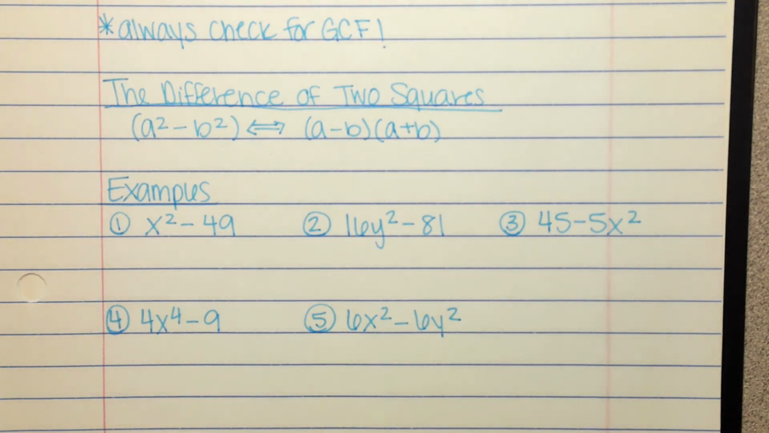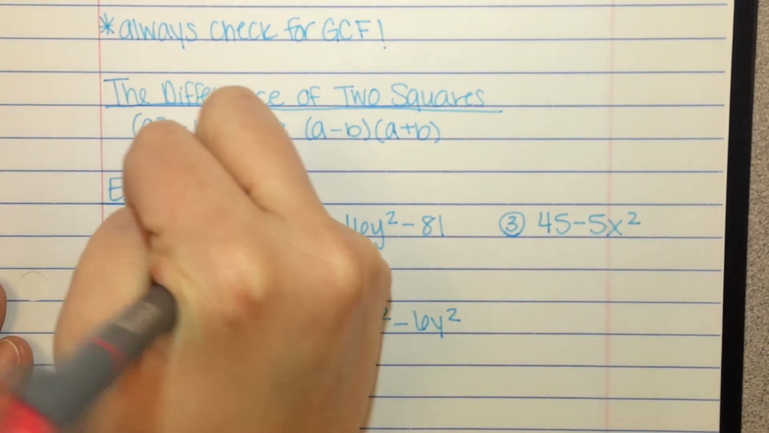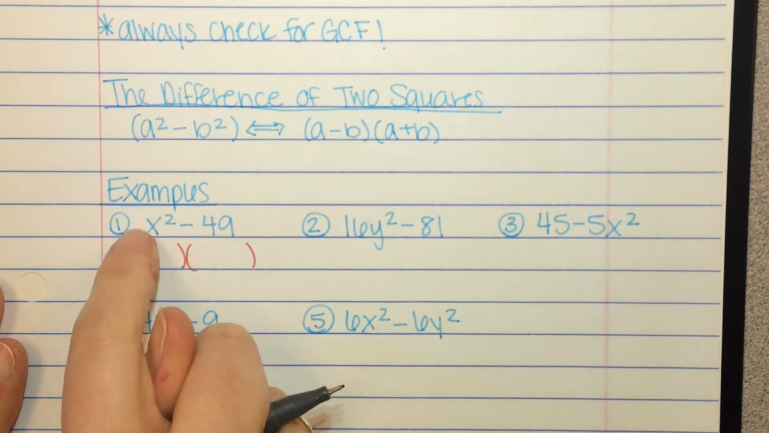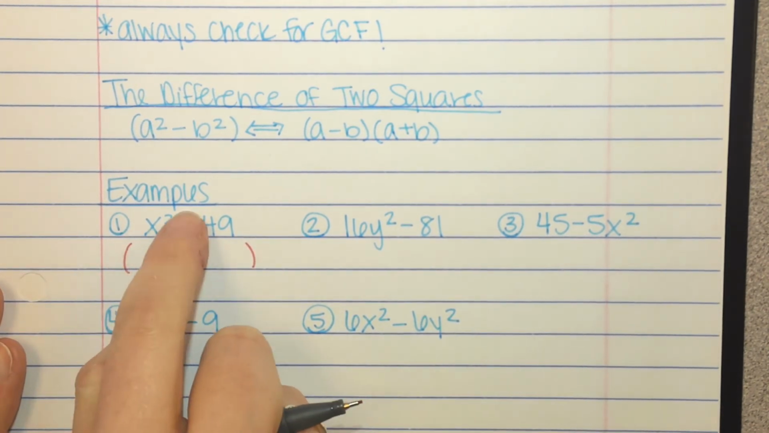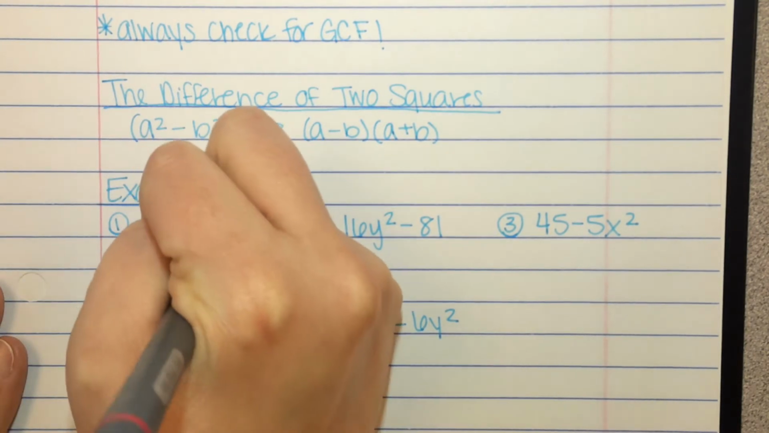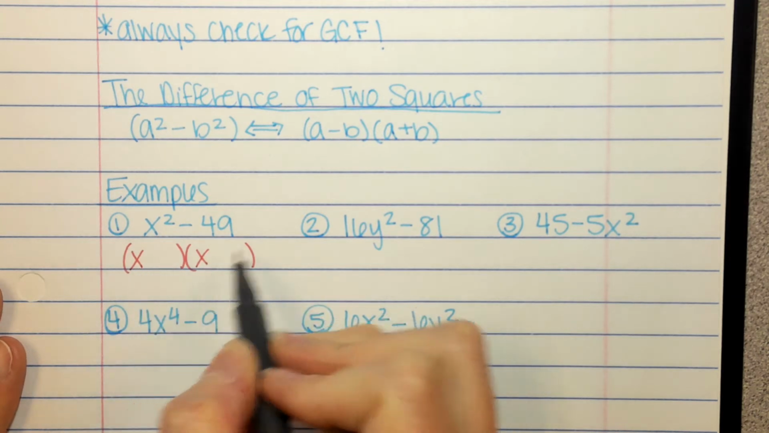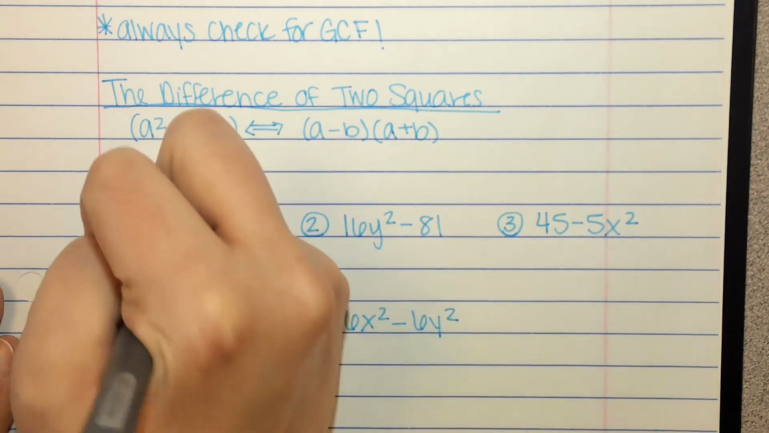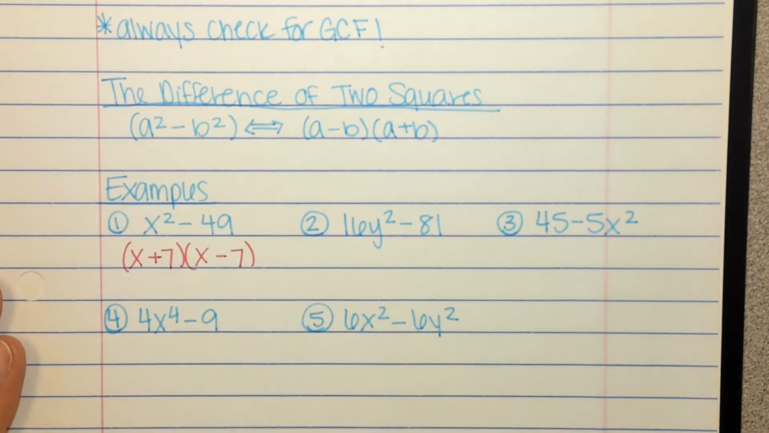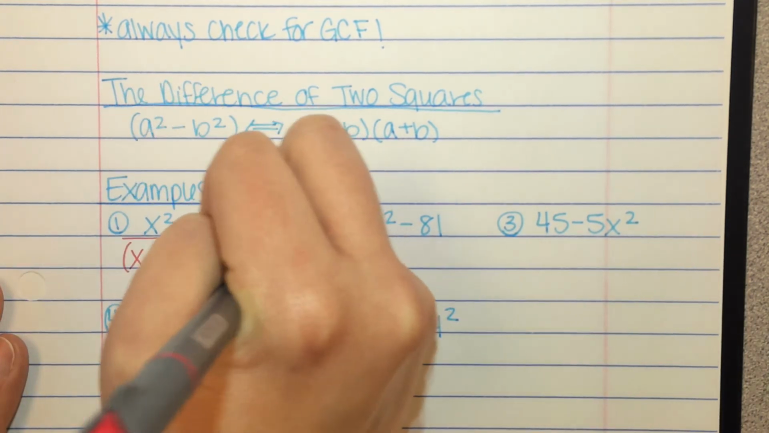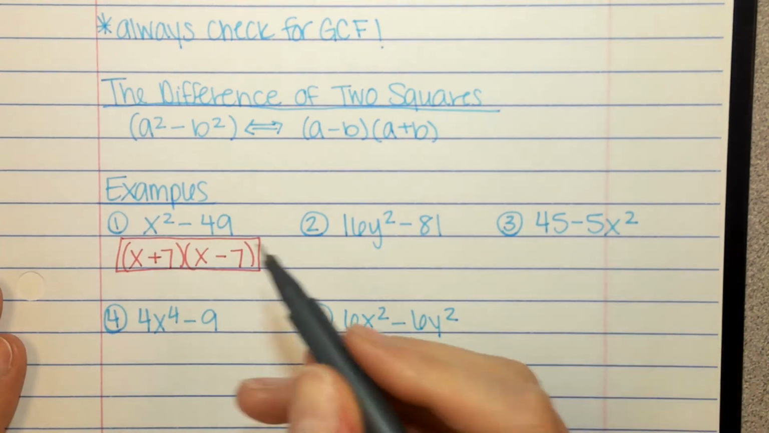So, number 1, we have x squared minus 49. So we know we're going to have two binomials. We don't have a GCF, so we can go straight here. The square root of x squared is x. Or you can think, what times itself gives us x squared? Well, it's x times x. What's the square root of 49? 7. And to get a negative, we have to have one positive and one negative. And that's it. There's the answer.